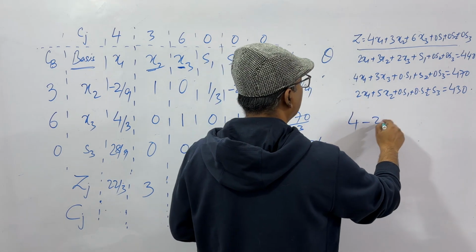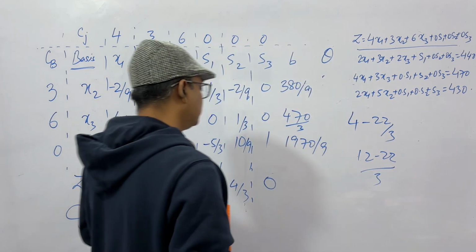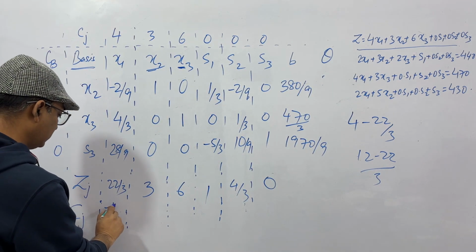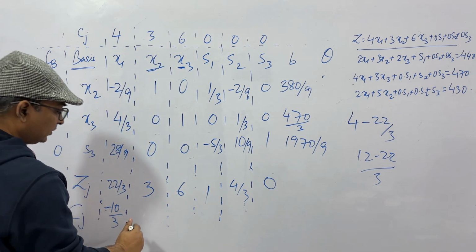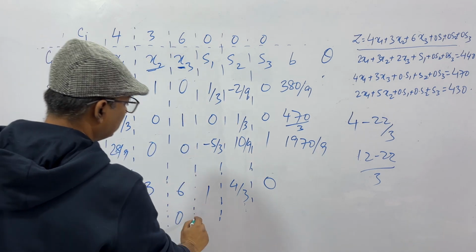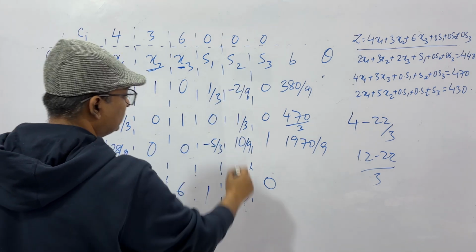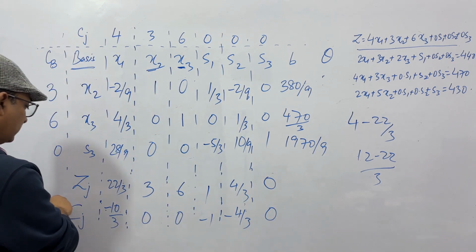4 minus 22 by 3. This is 12 minus 22 by 3. This is minus 10 by 3. So here we have this as minus 10 by 3. 3 minus 3, so this is 0. 6 minus 6, 0. 0 minus 1, so this is minus 1. 0 minus 4 by 3, so minus 4 by 3. 0 minus 0, 0. Now you should check this.